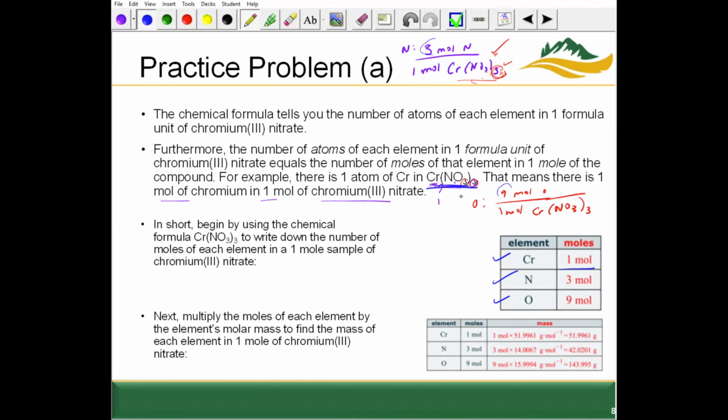Now for an added challenge, you might be also given just the name of a compound, and then you have to write out this formula, and then you would also need to figure out these mole ratios. So one of those convenient factors is saying that we have 1 mole of a sample of chromium-3 nitrate. So 1 mole of the full compound. That allows us to write out these mole ratios here pretty easily. So 1 mole of chromium, 3 moles of nitrogen, 9 moles of oxygen.